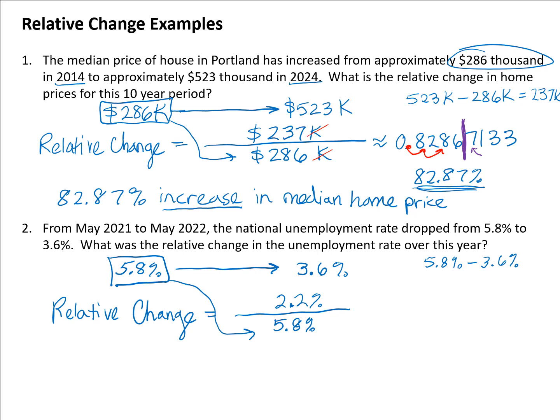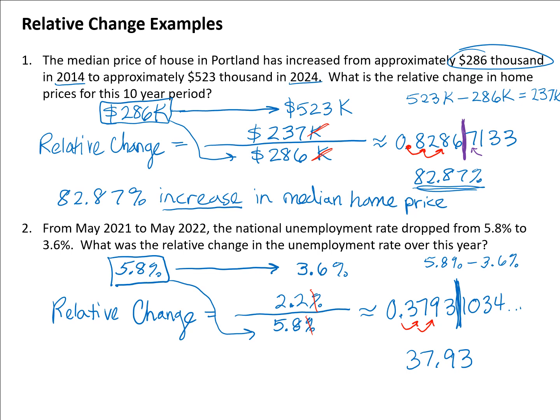Now over here, remember up here where our thousands canceled, the same thing is going to happen with our percents. So 2.2 divided by 5.8 comes out to, with my calculator, again just do the division, 0.37931034, etc. But that is a decimal amount. To make it into a percent, which is what we want to do with relative change, we're going to move the decimal point 2 places. So this would be 37.93. I'm just going to round the same place I did up above.